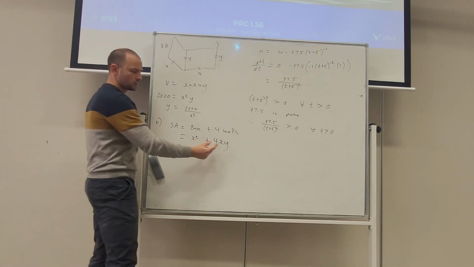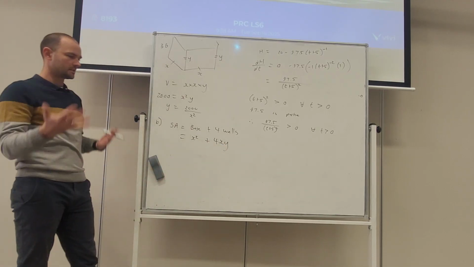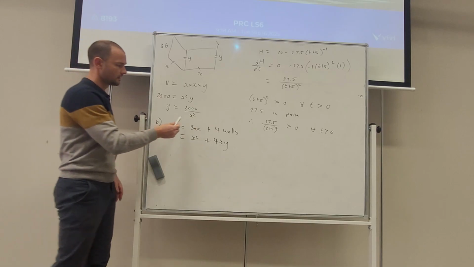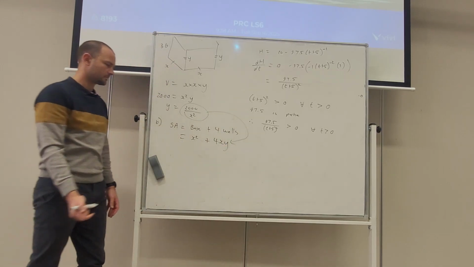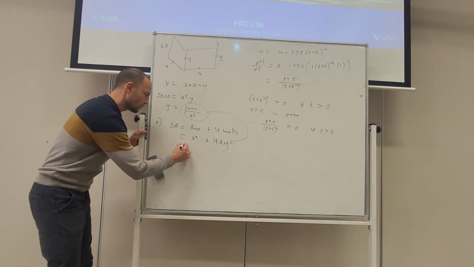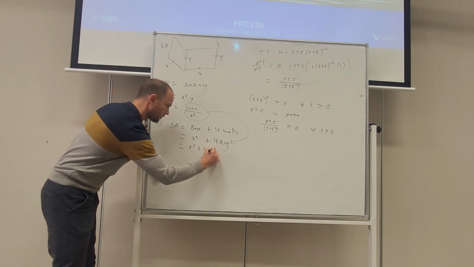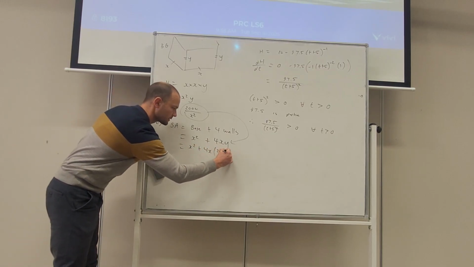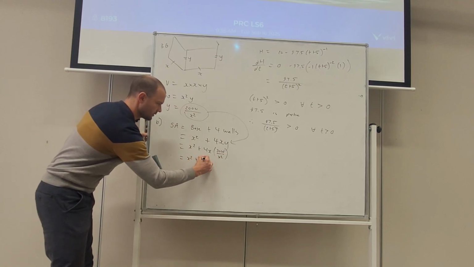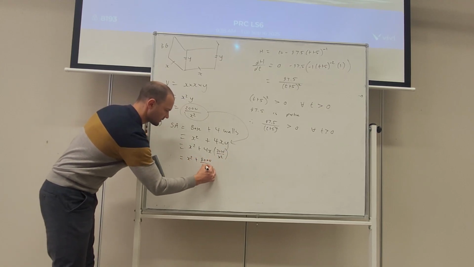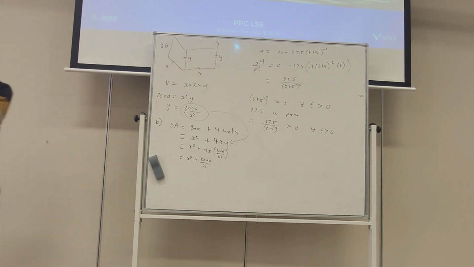However, here we have 2 variables. We want to express it as a single variable of x. So we're going to substitute in this expression for y. We would have x squared plus 4x times 2000 on x squared, which simplifies to 8000 on x. So that's our surface area function in terms of x.